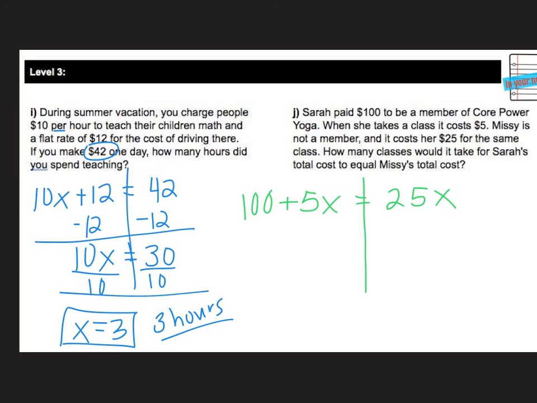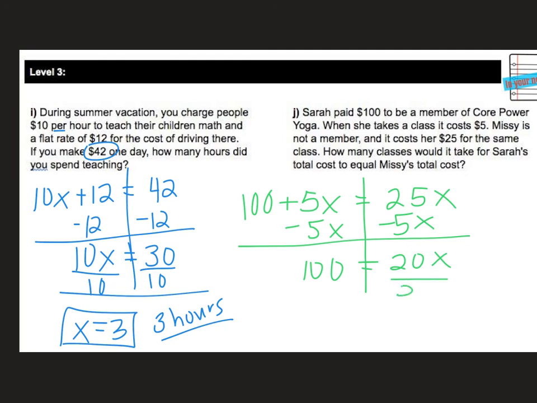So let's go ahead and solve for x. I notice here there's no simplifying to be done. So we want to go ahead and move our smaller variable. We're going to move the plus 5x by subtracting 5x. So now we're left with 100 equals 20x. Now to get rid of times 20, we're going to divide by 20 on both sides, leaving me with x equals 5.